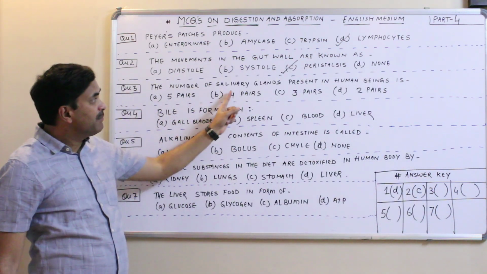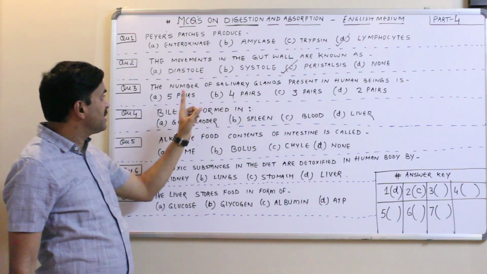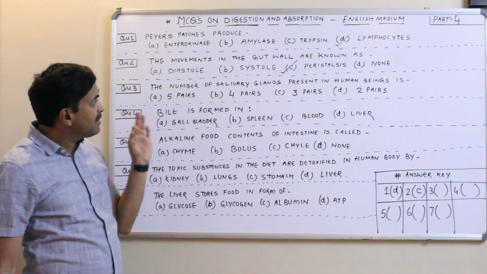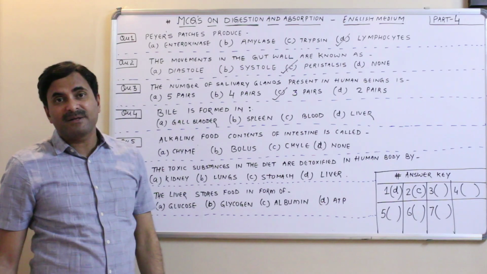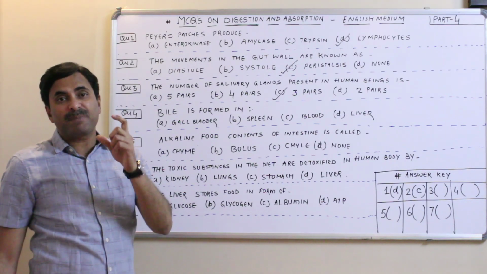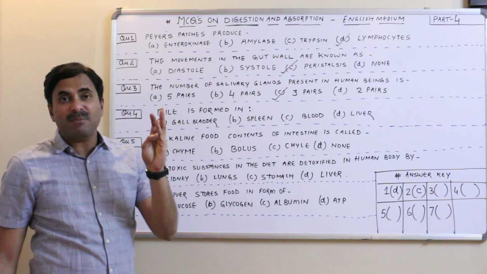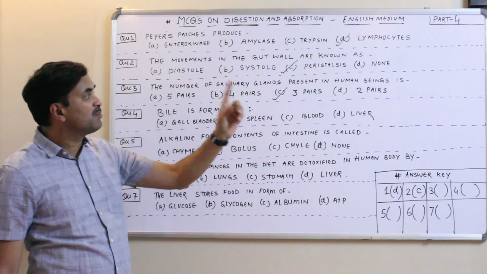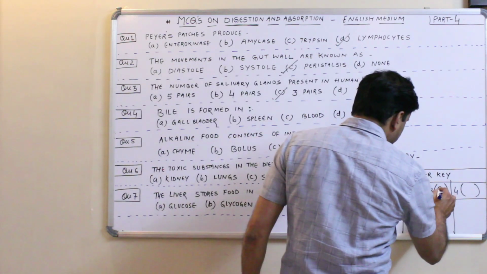Question number 3. The number of salivary glands present in human beings: 5 pairs, 4 pairs, 3 pairs, 2 pairs. You must know that the number of salivary glands present in human beings is 3 pairs. One is known as the sublingual salivary gland, another is the submaxillary salivary gland, and the third one is the parotid gland. So the number of salivary glands present in human beings is 3 pairs. So question number 3 has the answer C.